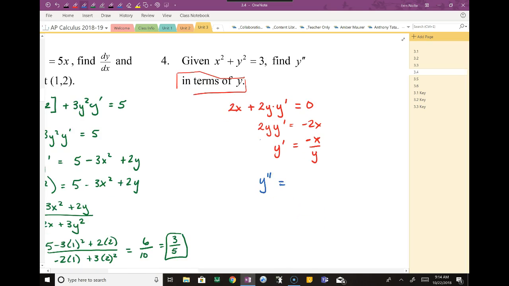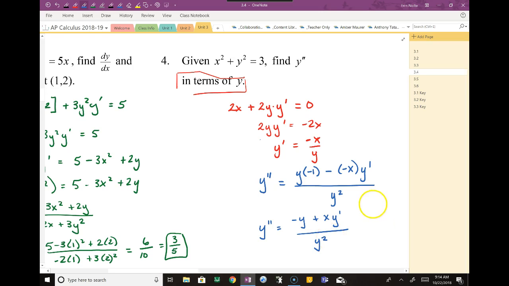Okay, so now on the right side I'm doing quotient, so it starts with the low. So my low is y. So low d high, what's the derivative of negative x? Negative 1. Minus the high d low. What's the derivative of y? Y prime. All over y squared. Okay, so if we simplify that really fast, we're going to have negative y, and we'll call it plus x y prime over y squared.